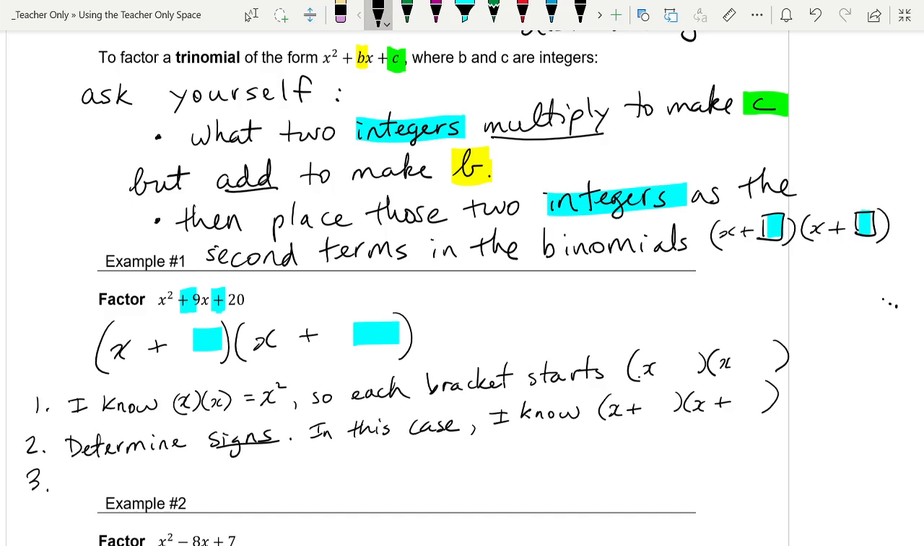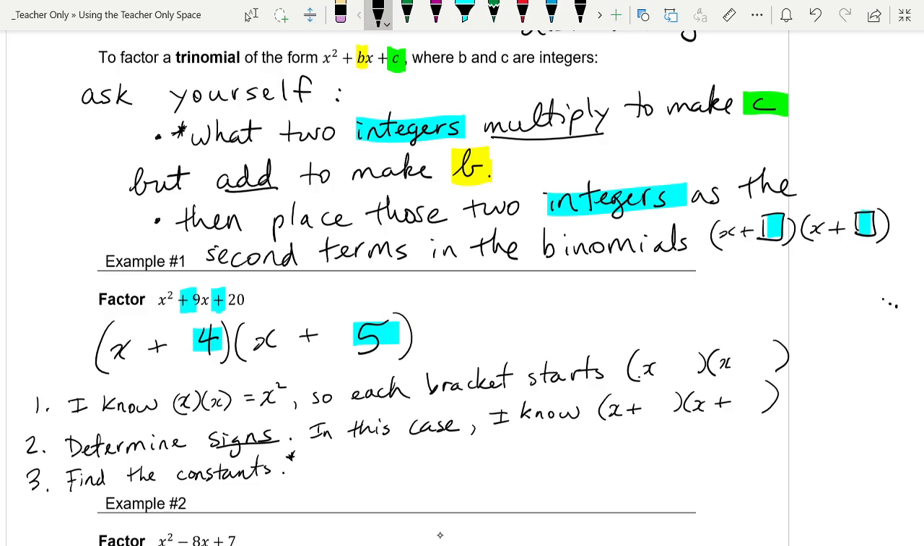Now step three is the activity we did yesterday. Find the constants. And again, I ask myself this question. I'll put a little asterisk here and go up and ask yourself that question. What two integers multiply to make 20 and add to make 9? I know it's 4 and 5, so that's what goes there and there. Guys in the chat got it right away too. Nice job. You see the logic.